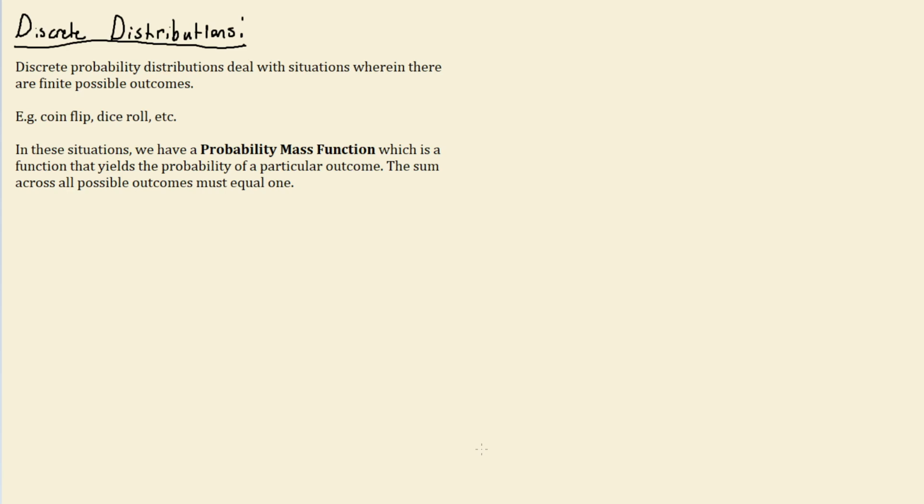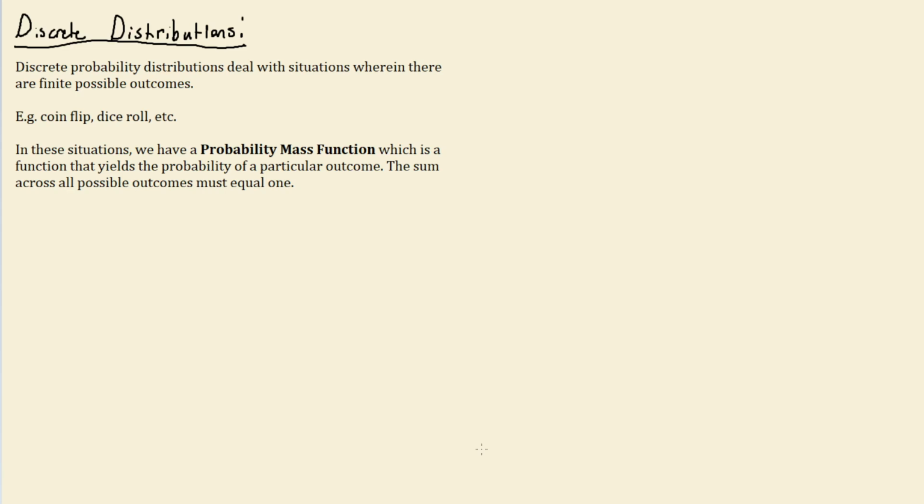And so in these situations, we had a probability mass function, which was a function that gave us the probability of a particular outcome occurring. And with these discrete distributions, we had this property that if you took the sum across all of the possible outcomes, if you evaluated their probability of occurring, and if you added up all of those probabilities, you would get a probability of 1, because if you're adding up the probabilities of every possible outcome occurring, well, something has to happen.